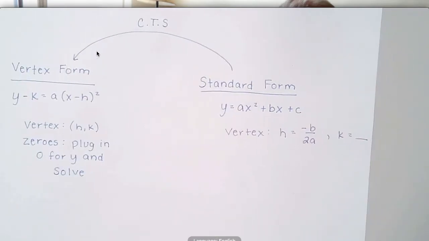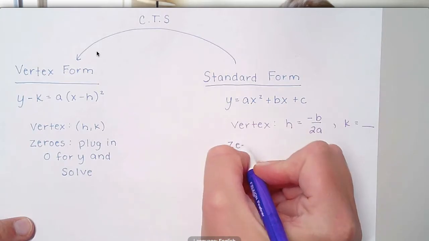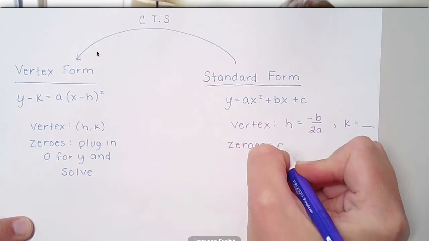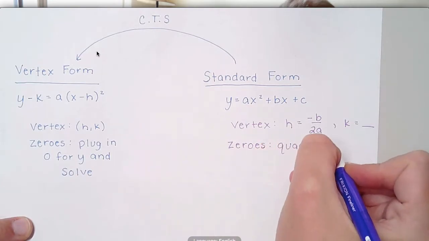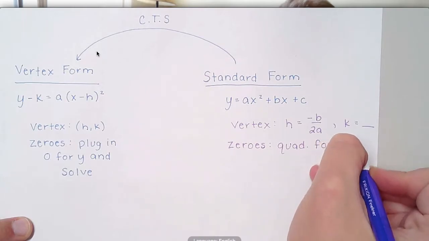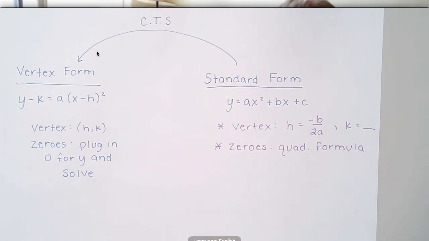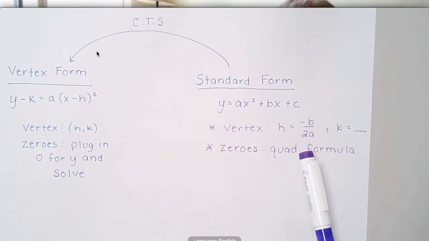All right. And then the zeros, this is really the big focus of the lesson. When you're written in standard form, you can find the zeros using the quadratic formula. So these two things are what we're talking about today. And yes, you already know how to find those things when you're in vertex form. We haven't talked about how to find them from standard form. So that's the priority today, okay?